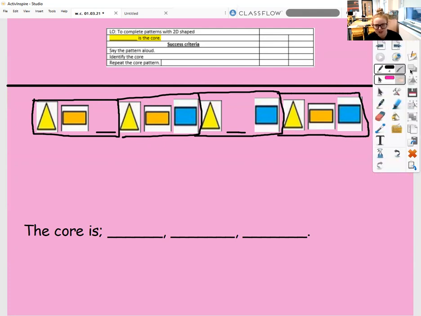So my first missing shape is a blue square. And here, my missing shape is triangle. What comes after triangle? Orange rectangle. So I've completed my pattern, and now I'm going to write in what my core is. My core is triangle, rectangle, square.